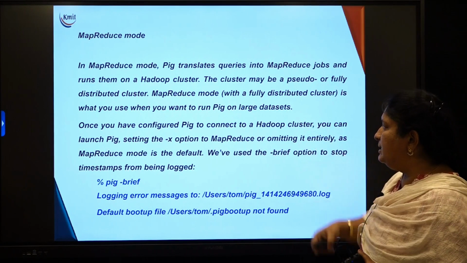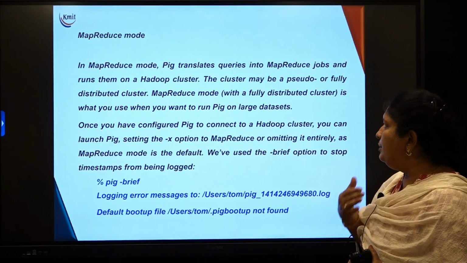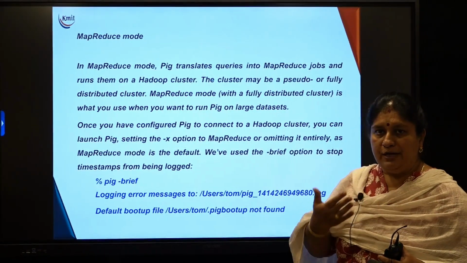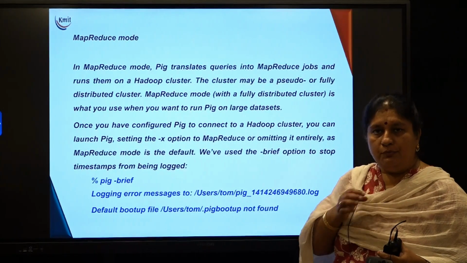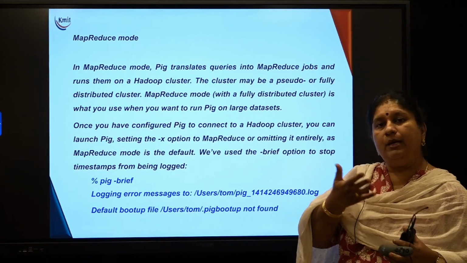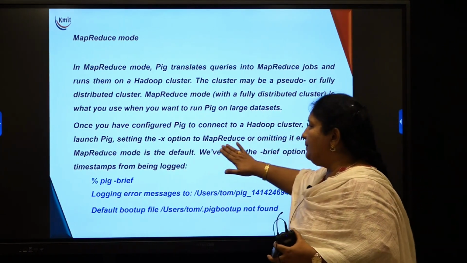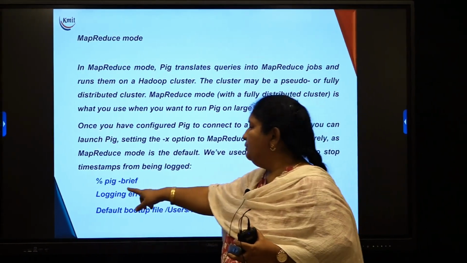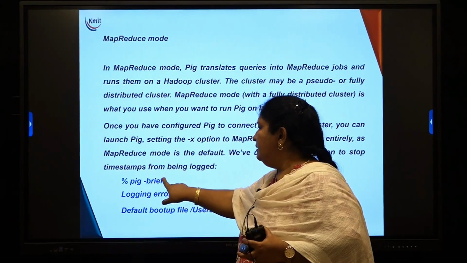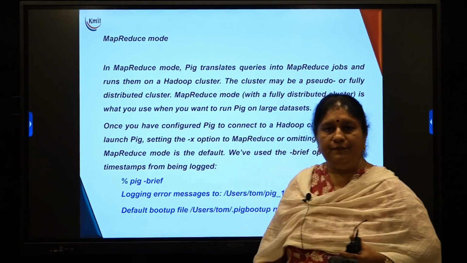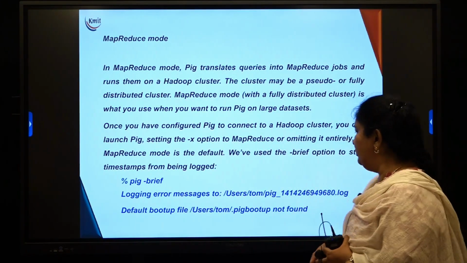And what is the other one, MapReduce mode? I want to work with huge amounts of data sets and very big queries in order to see the data flow and analyze. You go for the MapReduce mode execution, wherein you give pig -x mapreduce. The moment you give this, it switches into MapReduce mode.